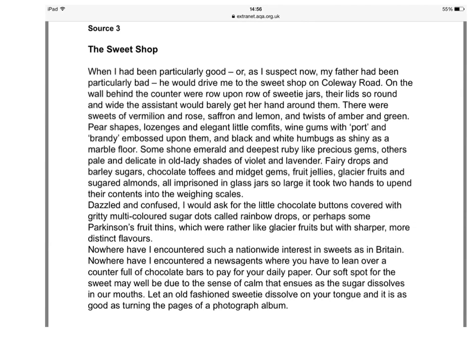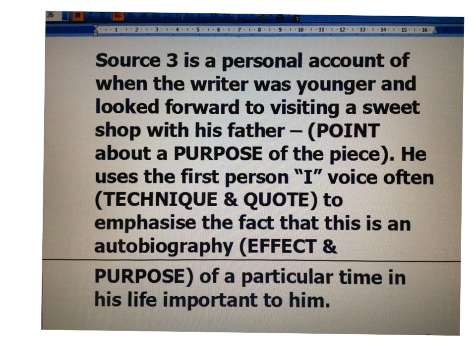The first thing I see repeated is the word I, twice in the first line and then later on as well. So what does this tell me? What technique has been used? Well, it tells me that source 3 is a personal account of when the writer was younger and looked forward to visiting a sweet shop with his father. So that's a point about the purpose of the piece.